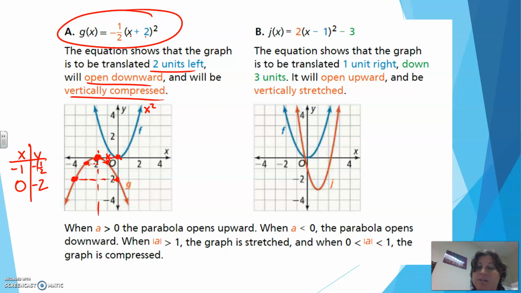Okay, and then you can see the same thing here. We took the vertex at 0, 0. We went 1 right, 3 down like we said. And again, if you plugged in those next points, you'll find what.